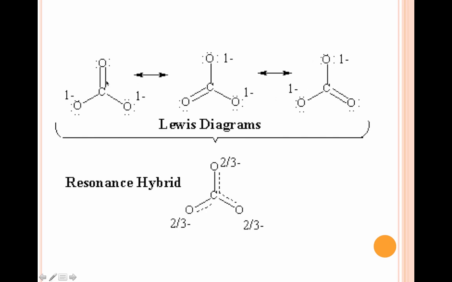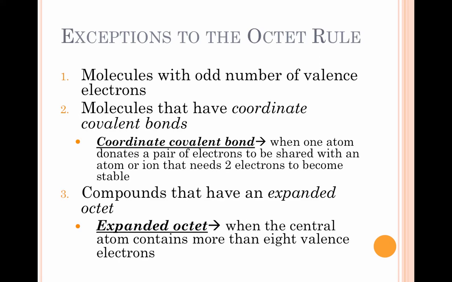And the way this works, because it's just a carbon and 3 oxygens, is it doesn't matter where the double bond goes. This structure isn't any more correct than this one or this one. So when that happens, we call that resonance. It means there's more than one valid structure. And the way you actually would show that is with dotted lines for the double.